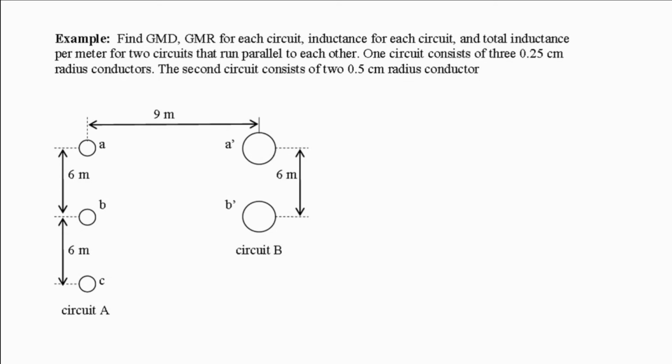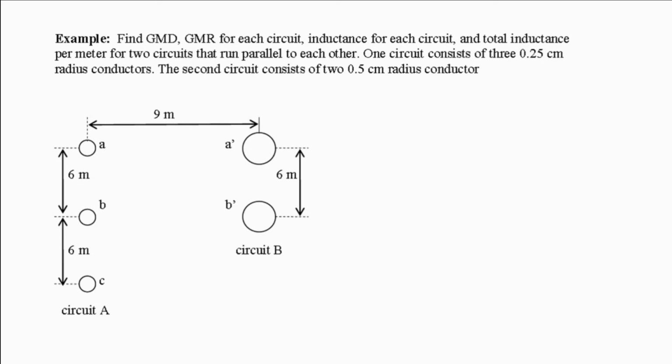This is a good example, it has so many things. Different conductor sizes, different distances, different everything. It needs the total inductance per meter for two circuits that run parallel to each other. One circuit consists of 0.25 centimeter radius conductors. The second circuit consists of 0.5 centimeter radius conductors.